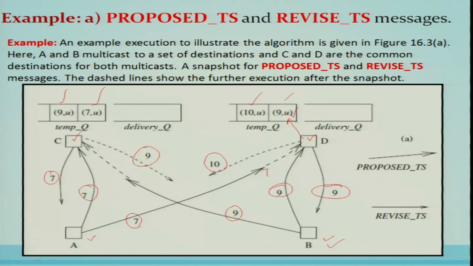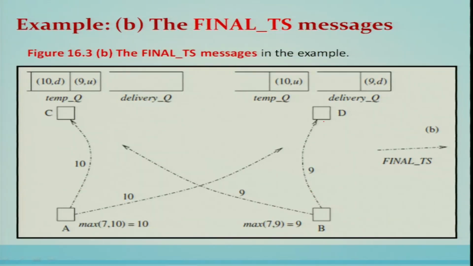Now it will process them. After receiving these values, 7 and 10, it will take the maximum, and this will be the final value, and A will send the final value 10 to both of them. Similarly, here after receiving the two values 7 and 9, the maximum is 9, and 9 will be sent back to both of them.